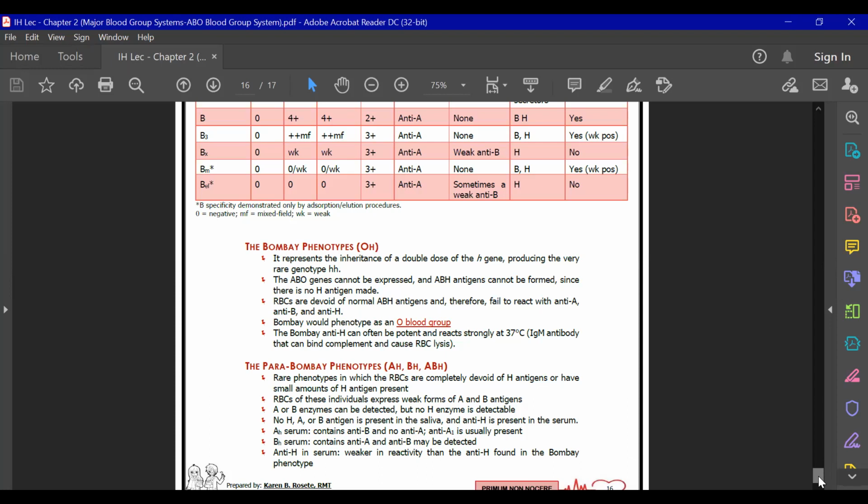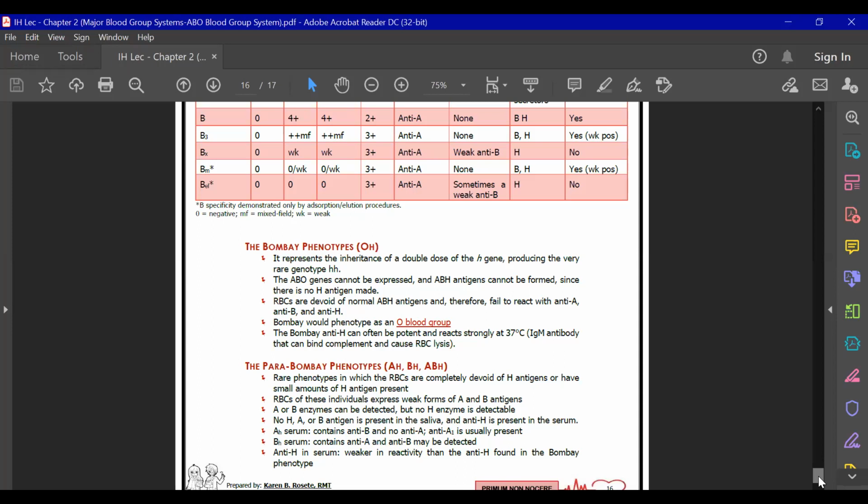Your Bombay phenotype is designated as Oh. Class, that is a small letter h, ha? It only looks different because of the font I used. So that would be O with a subscript small letter h. Please correct that in your notes. Your Bombay phenotype is designated as big letter O with a subscript small letter h.